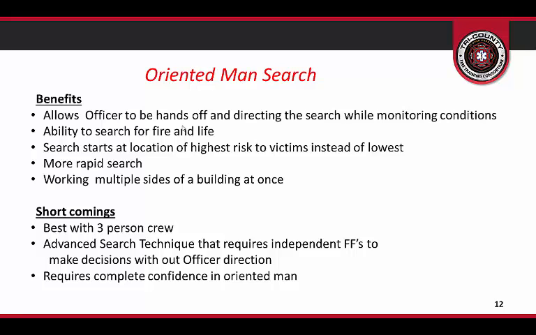So shortcomings: it is best with a 3-person crew. It's really hard to do with 2 people, unless we're talking about VEIS search or something like that. So it is an advanced search technique that requires independent firefighters to make decisions without officer direction. So we are talking about putting a firefighter on the other side of a membrane and them basically making decisions on their own. It does require complete confidence in the oriented person. So you are relying on that oriented person to stay oriented, because you are maybe switching from right to left walls or right side of the hallway to the left side of the hallway.